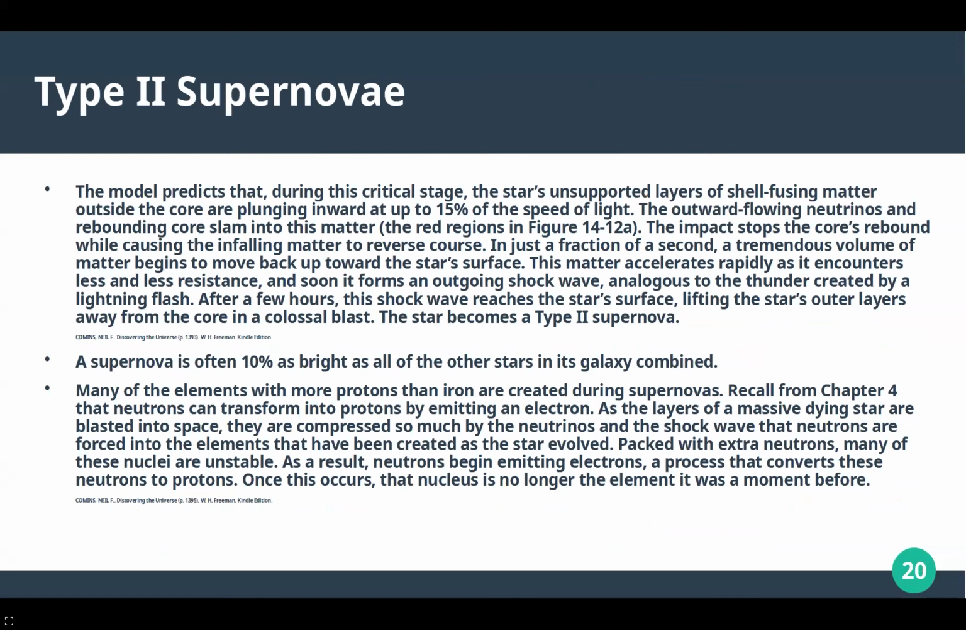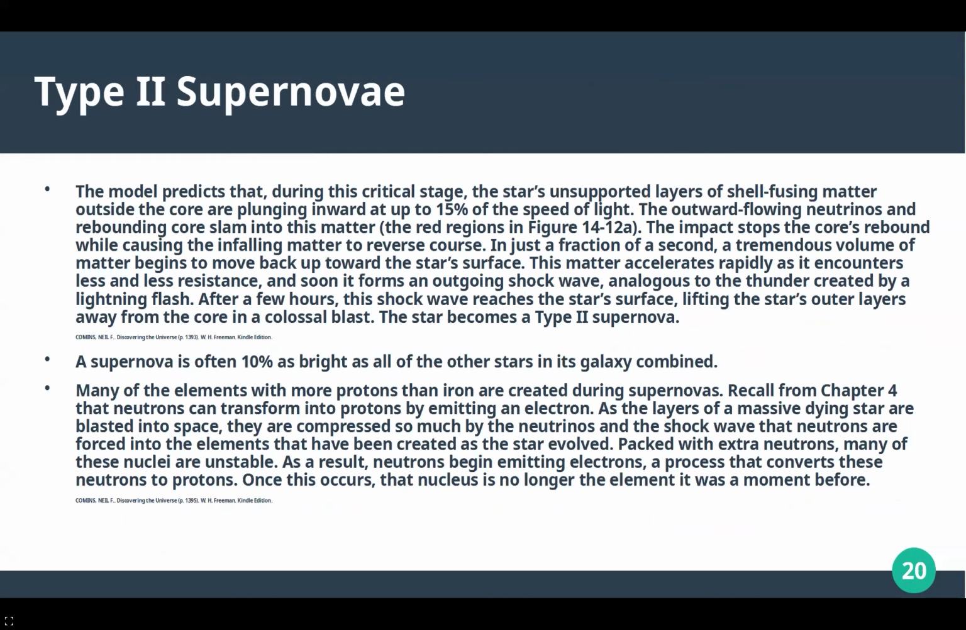In just a fraction of a second, a tremendous volume of matter begins to move back and up towards the star's surface. This matter accelerates rapidly as it encounters less and less resistance, and soon it forms an outgoing shock wave analogous to the thunder created by a lightning flash. After a few hours, the shockwave reaches the star's surface, lifting the star's outer layers away from the core in a colossal blast. The star becomes a Type II supernova.